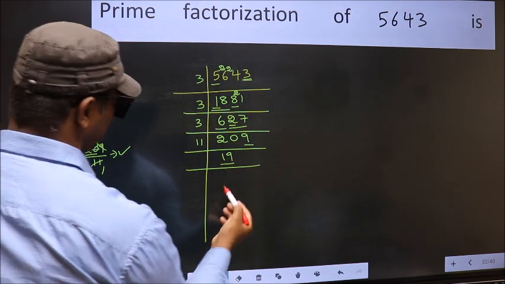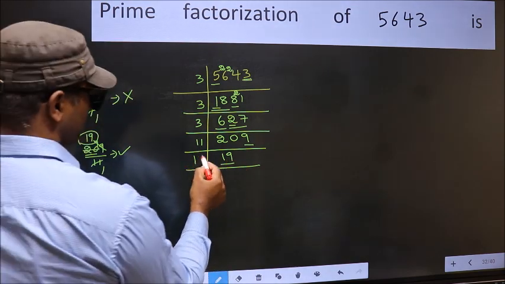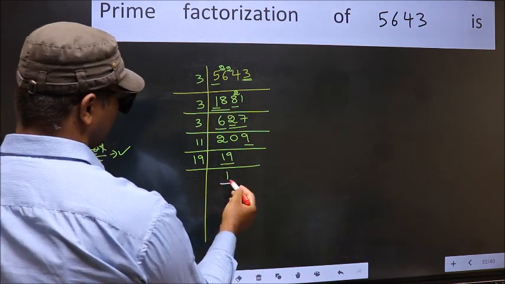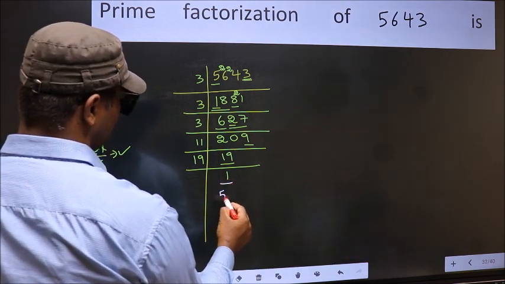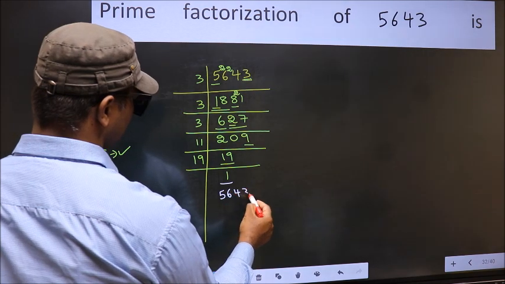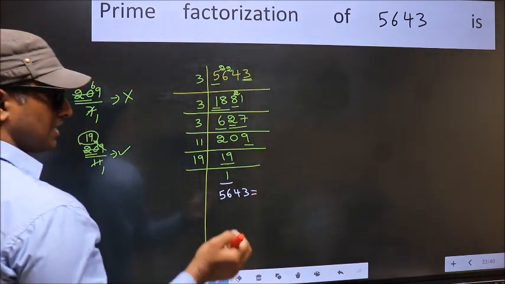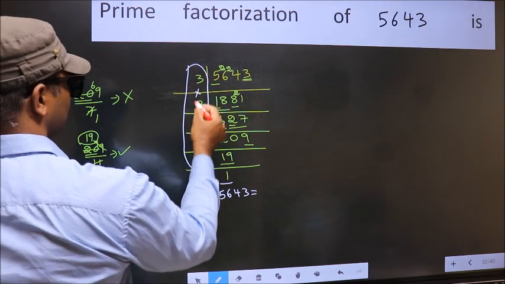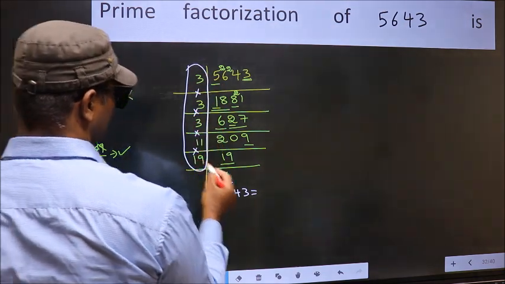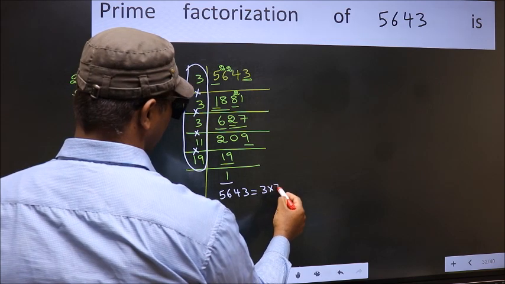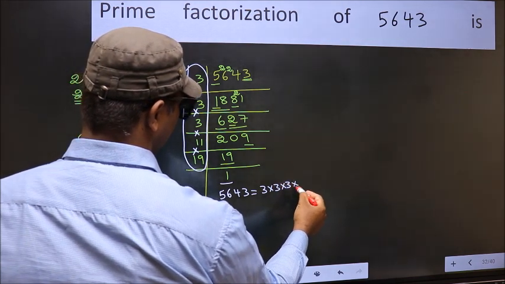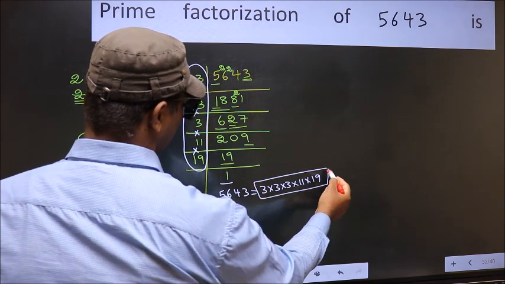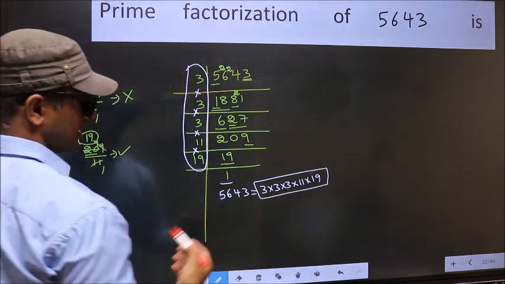Now we have 19. 19 is a prime number, so 19 ones 19. So we got 1 here. So the prime factorization of 5643 is the product of these numbers. That is 3 into 3 into 3 into 11 into 19. This is the prime factorization of 5643.